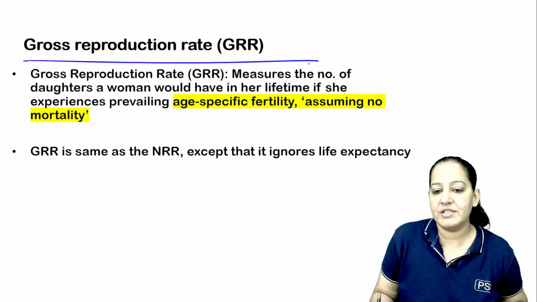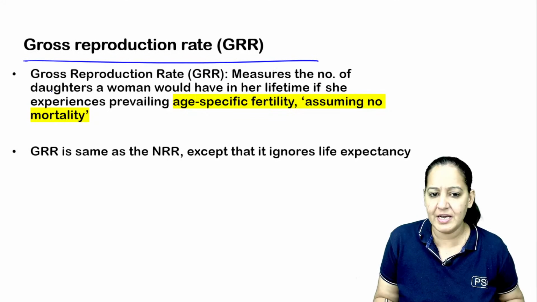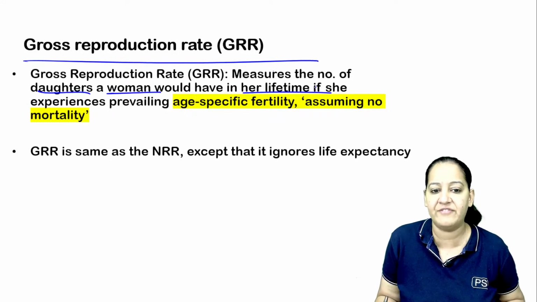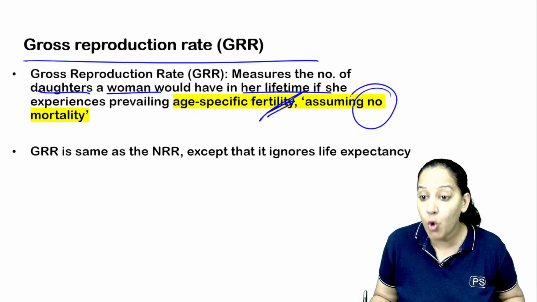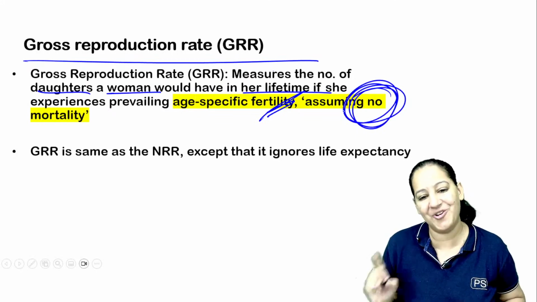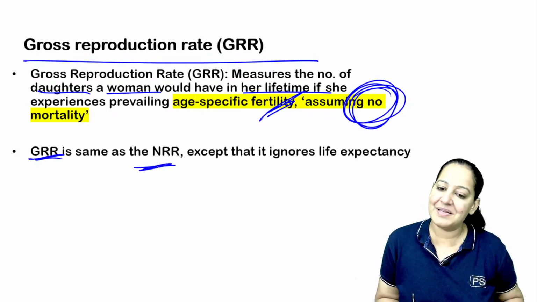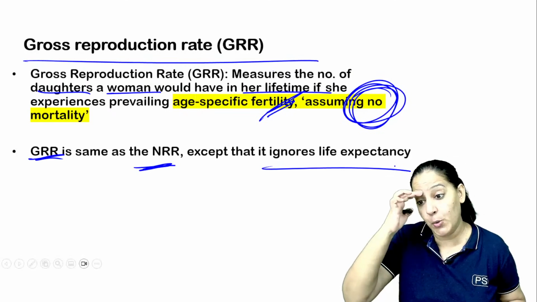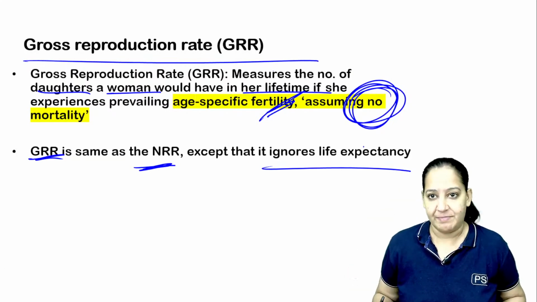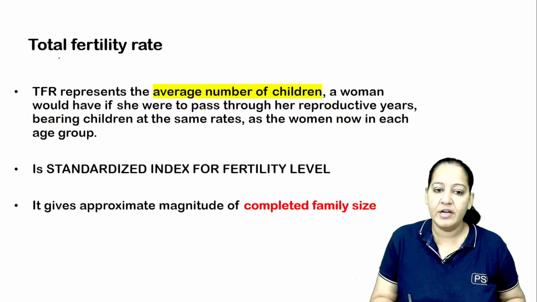Okay, the next is the GRR. It's the same. It is the number of daughters a woman will have in her lifetime, assuming only fertility but no mortality. No mortality is highlighted. So GRR is the same as NRR, except it ignores the life expectancy. It is ignoring the mortality. Got it?